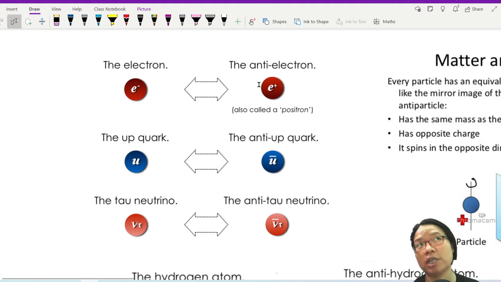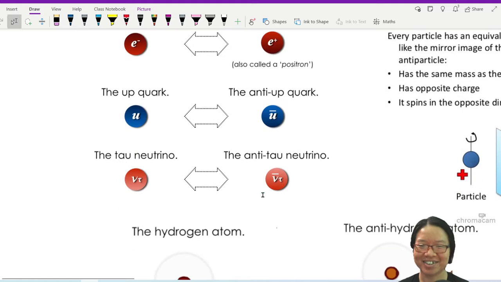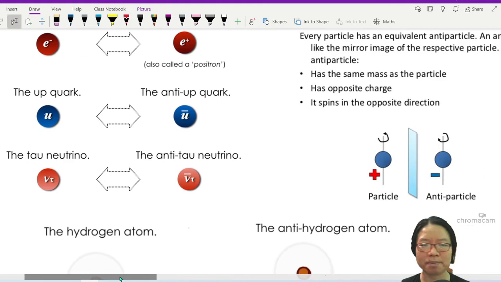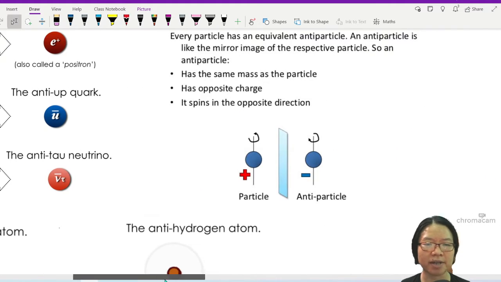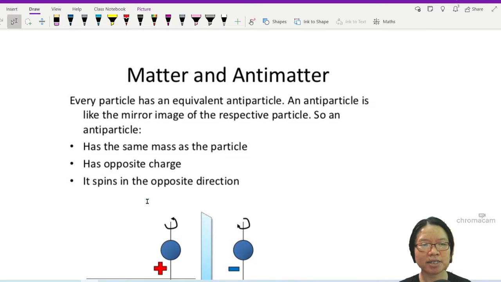Then you think to yourself, if the electron has an anti-electron, then the up quark will have an anti-up, and the tau neutrino will have an anti-tau, and every one of these will have antiparticles. You're right. But what on earth is an antiparticle? Well, we can think of an antiparticle as something that is a mirror image of the other particle.